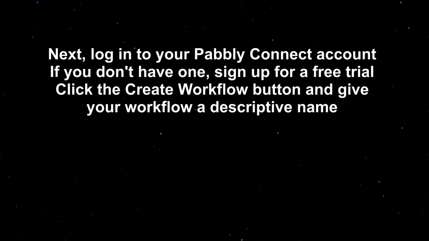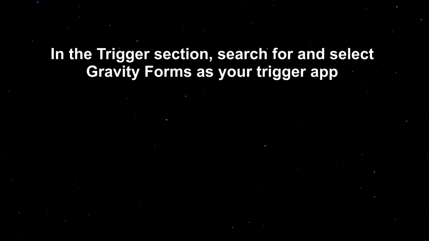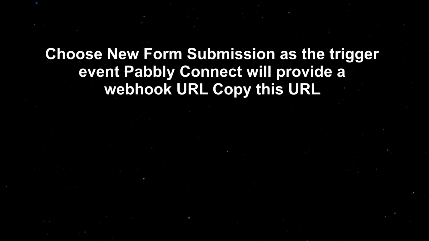Next, log into your Pabbly Connect account. If you don't have one, sign up for a free trial. Click the Create Workflow button and give your workflow a descriptive name. In the Trigger section, search for and select Gravity Forms as your trigger app. Choose New Form Submission as the trigger event. Pabbly Connect will provide a webhook URL.